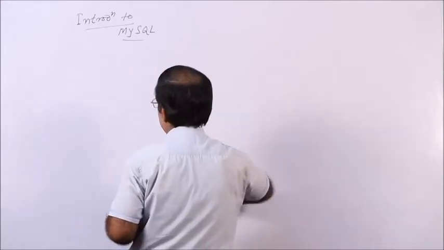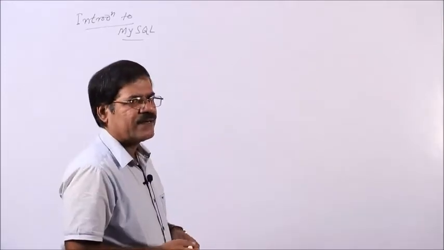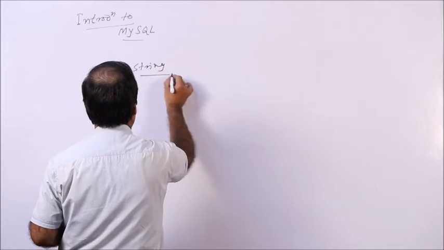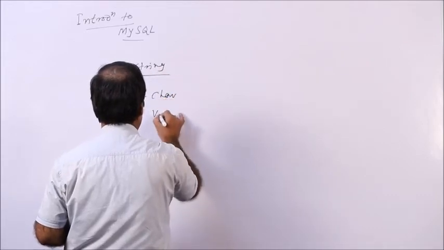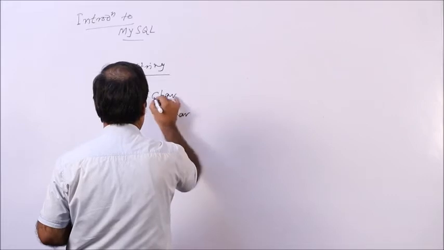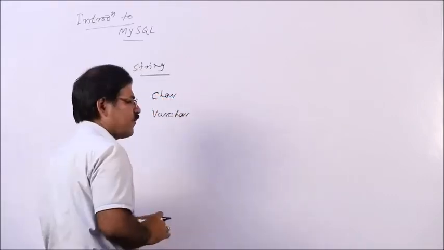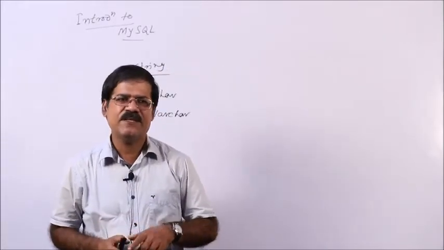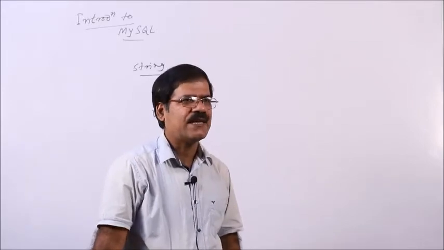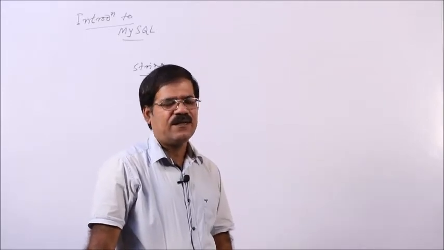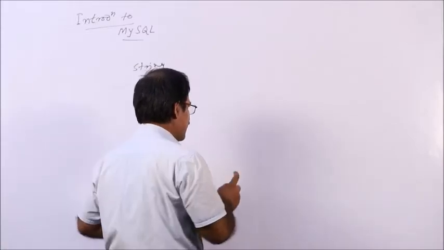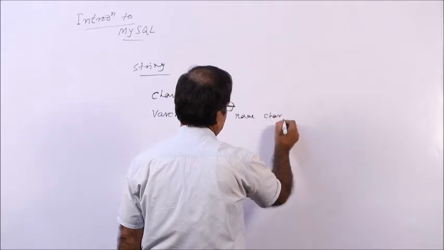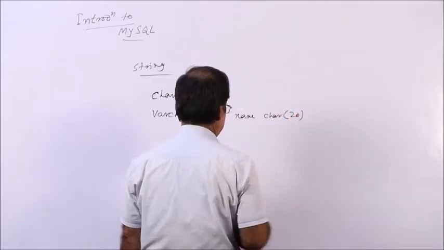The string type is basically of two types: character and varchar. Varchar means variable characters. Character means it will accept only characters. Suppose the name is a character type. What is the size? Let the size be 20. So, when you declare the name of a student, it is of character type, and the size is 20.